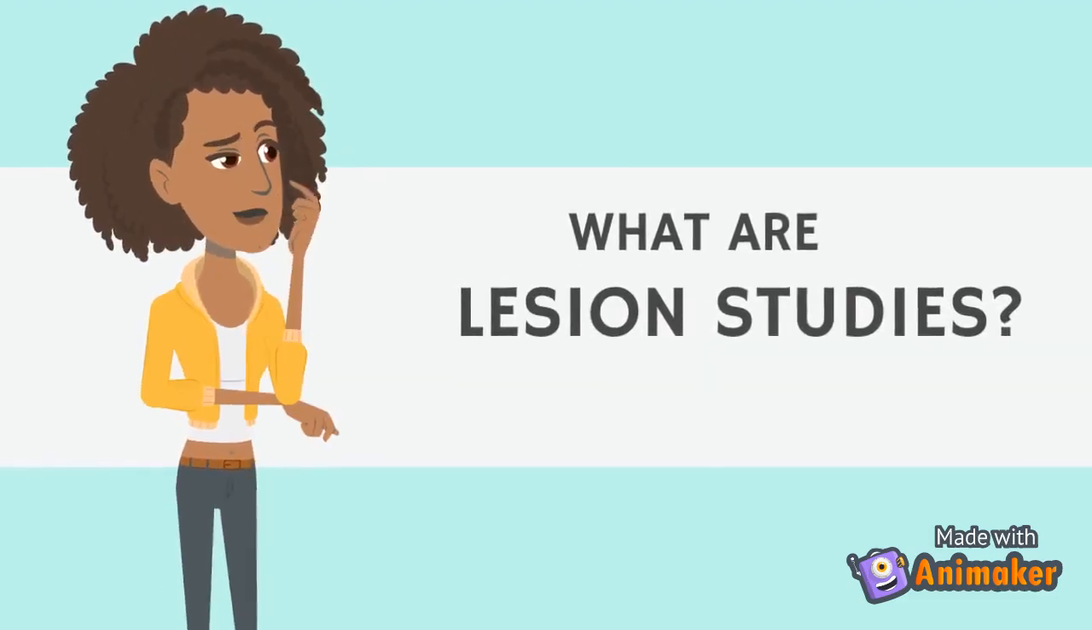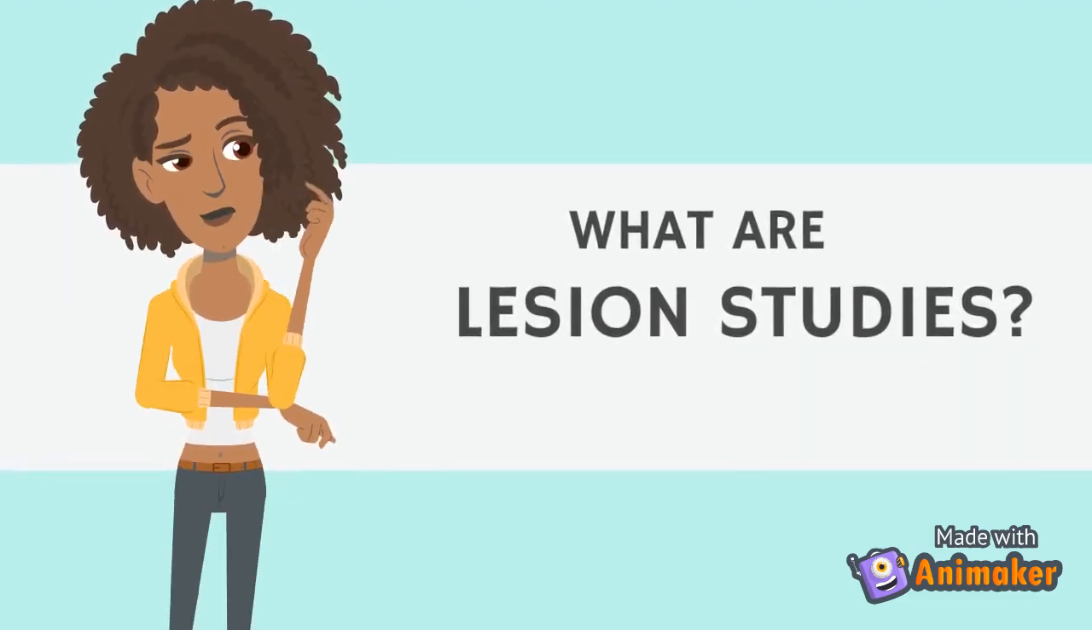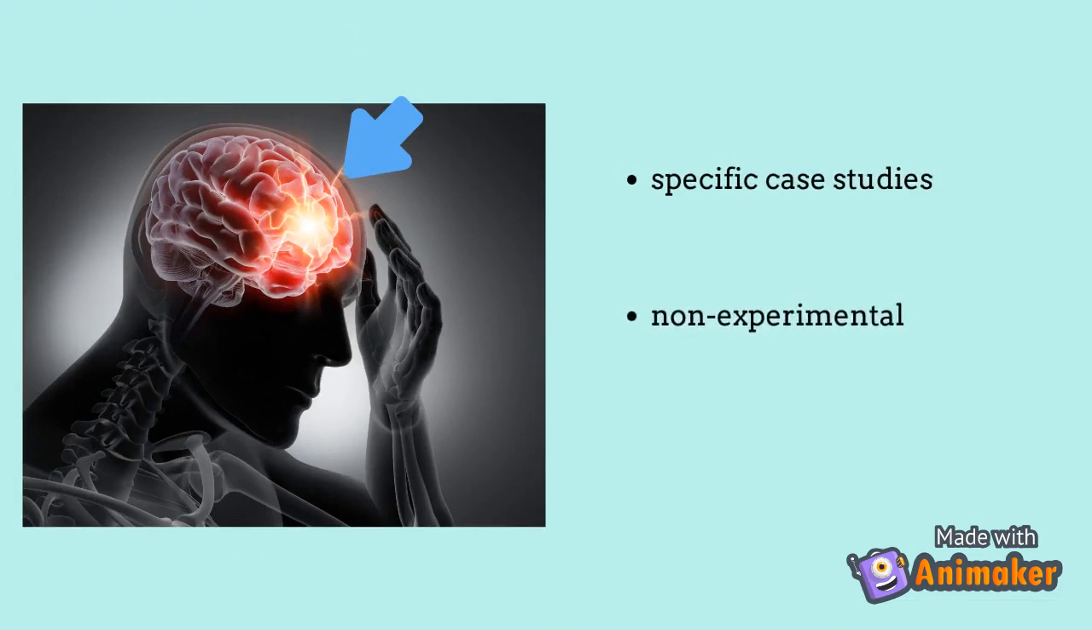Hello, today we will be talking about lesion studies, an important research method used in the field of neuroscience and psychology. Lesion studies are research initiatives that seek to explain the effects of specific damages to the human brain. Since damaging a person's brain for the purpose of scientific advances is unethical, most lesion studies are case studies that focus on specific regions of the brain and are non-experimental in nature.